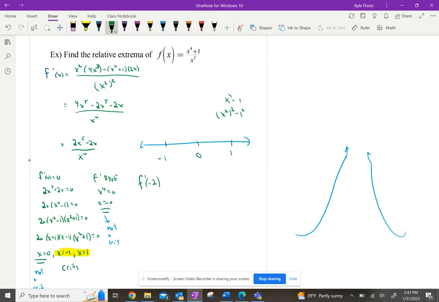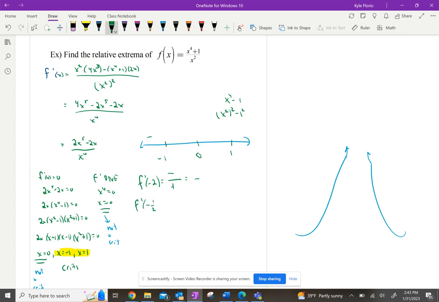So if I plug numbers into my derivative now, a number less than negative 1, like negative 2. If I plug negative 2 into here, well, the denominator is x to the fourth, so no matter what I plug into the denominator, I'm always going to get a positive number. So I just got to see what's happening at the top. If I plug in negative 2, negative 2 to the fifth is negative. It's going to be a bigger negative than this, negative 2 times negative 2 is going to be a positive 4, but this is going to be a bigger negative, so it's going to be a minus. So you're going to get a negative. It's going to be decreasing.